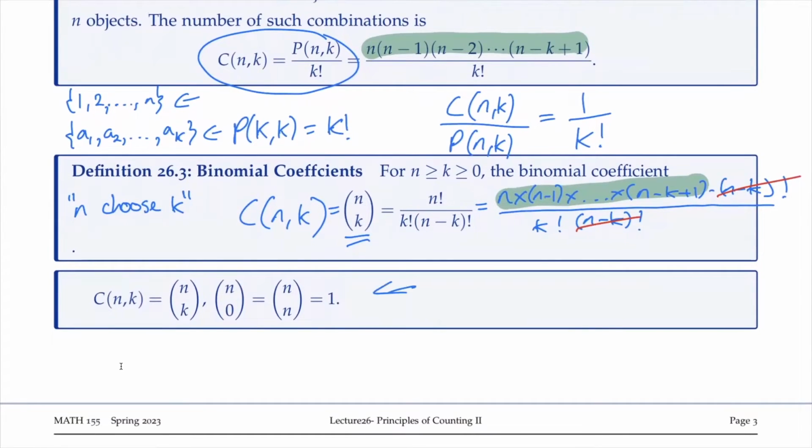Also at the bottom here, we have some definitions of what goes on at the extremes. If we try to take 0 objects from a group of n objects, or if we try to take n objects from a group of n objects, we just end up with one combination.